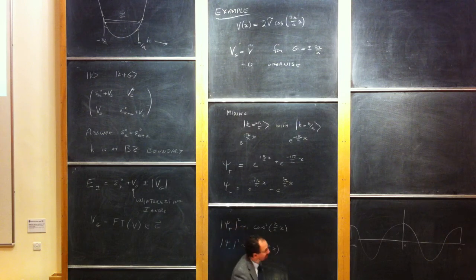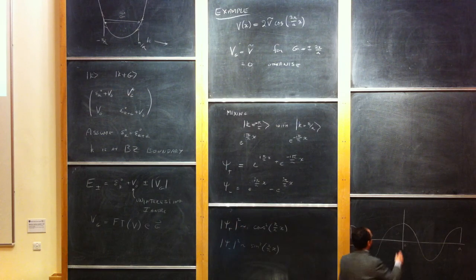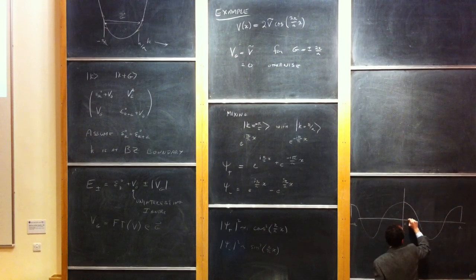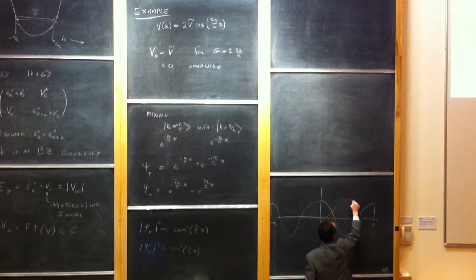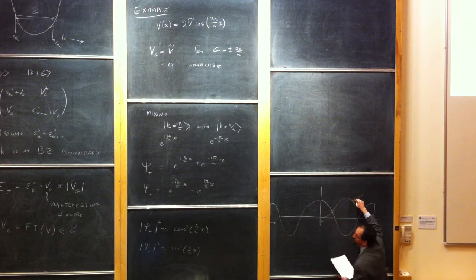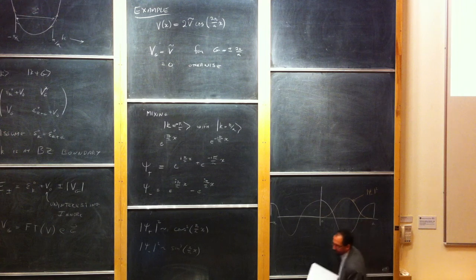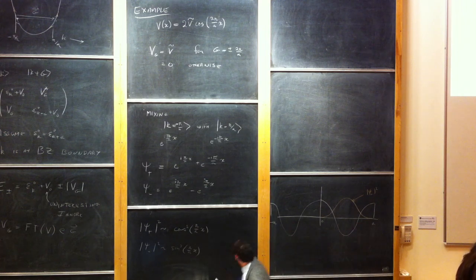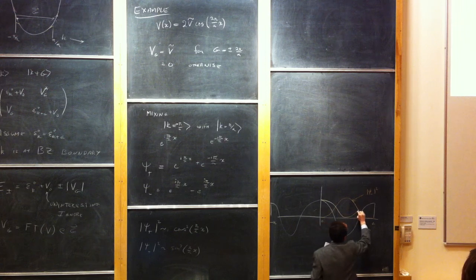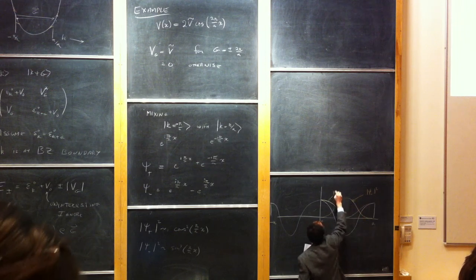And so if we plot those over here, this is sine squared of pi over a x, this one. So this is psi minus squared here. And then in another color, we have psi plus squared.